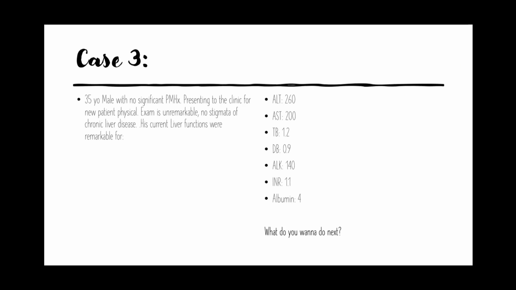Sure. 35 male, no past medical history, presents to clinic as a new patient. Physical exam is unremarkable, no stigmata of chronic liver disease. Current liver functions are remarkable for ALT 260, AST 200, total bilirubin 1.2, direct 0.9, alk phos 140, INR 1.1, and albumin 4. So what type of liver injury does this patient have?